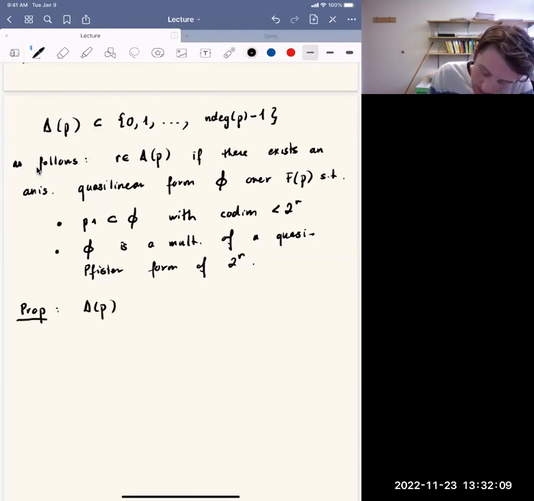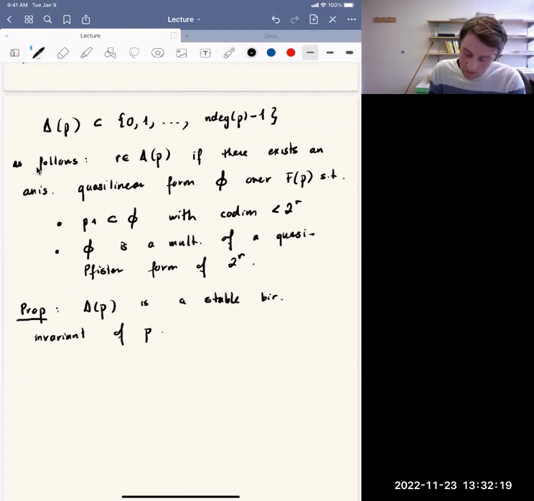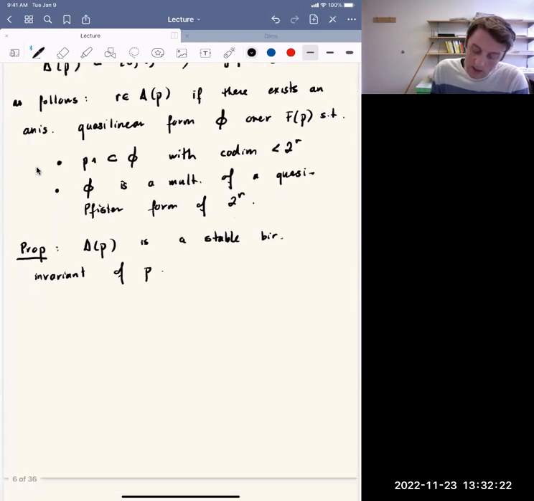So we have this new invariant here, and we have a result again which says that this invariant delta P is in this case a stable birational invariant of P, and this is in fact precisely the invariant which controls what can happen when you consider the isotropy of quasilinear forms under scalar extension to the function field of P.